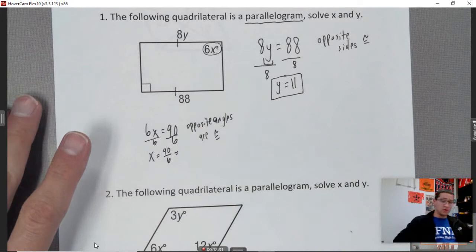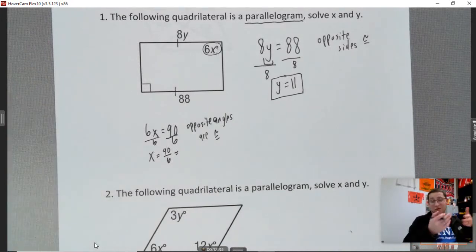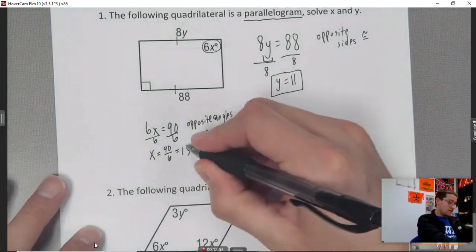Maybe we know that in our heads, maybe we don't. But the way I would personally think about this is I would go to the 60. 60 divided by 6 is going to be 10. And I have 30 left between the 60 and the 90. So 30 divided by 6 is going to be 5. I can now add those together, which will give me 15.